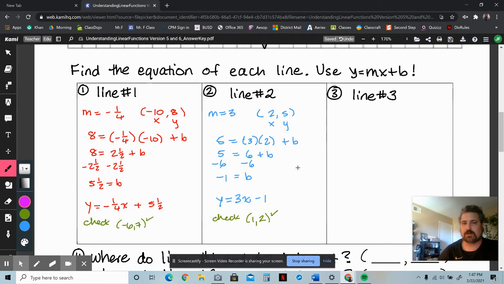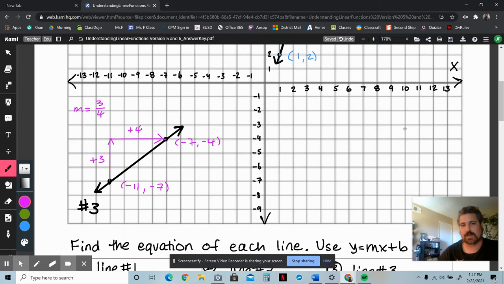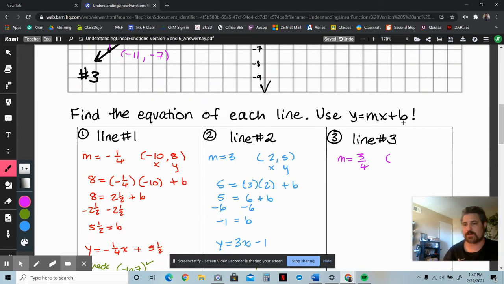So now we go down here. We know our slope is positive 3/4. So m is equal to 3/4. And we know that our x and y that we're going to use to solve is going to be, let's do -7, -4, one of the 2 points. So let's do -7, -4. And we have our x, we have our y, we have our m. All we got to do is plug into y equals mx plus b.